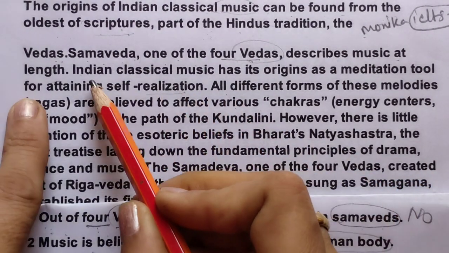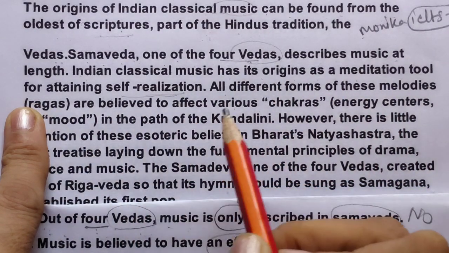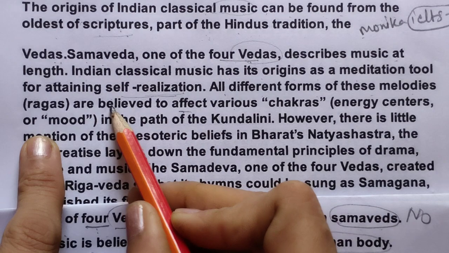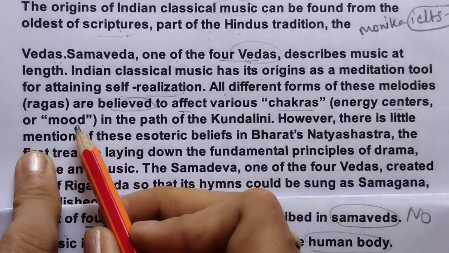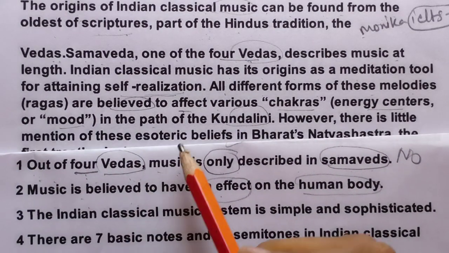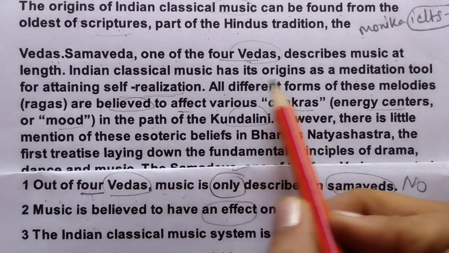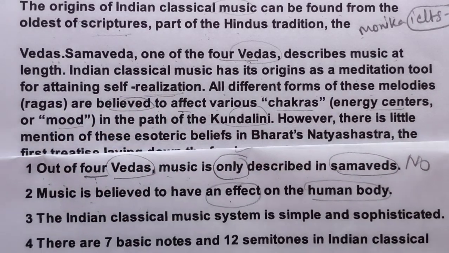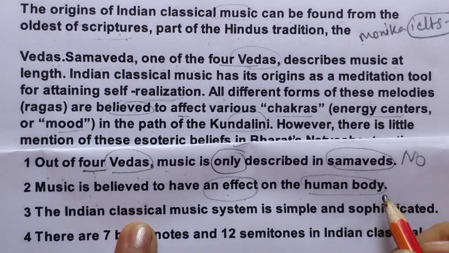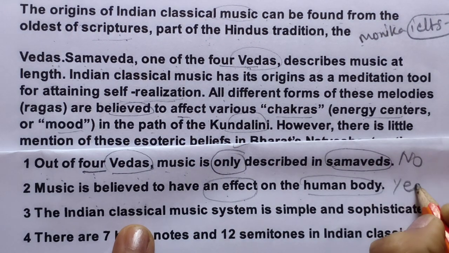This we have done. Okay, Indian classical music has its origin as a meditation tool for attaining self-realization. All different forms of these melodies, ragas, are believed to affect the various chakras, energy centers, mood in the path of Kundalini. So it means what? Music is believed to affect various chakras, energy centers or mood, and is a meditation tool for attaining self-realization. See this, everything is matching. Music is believed to have an effect on the human body, whether it is through energy center or through self-realization. So we will just put here yes answer.